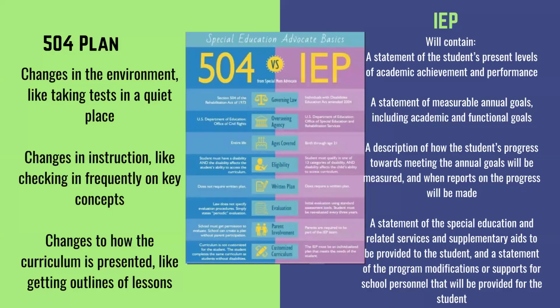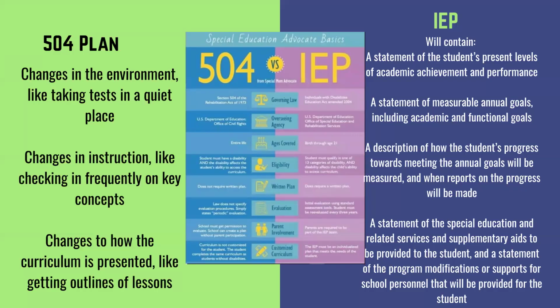So here is a visual for those different components, and we can take a look at the two. You have the 504 plan, which are changes in the environment, like taking tests in a quiet place, changes in instruction, like checking in frequently on key concepts, and changes to how the curriculum is presented, like getting outlines of lessons. An IEP is more complex and detailed.